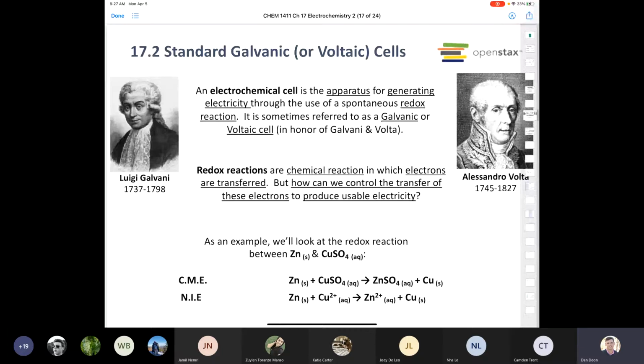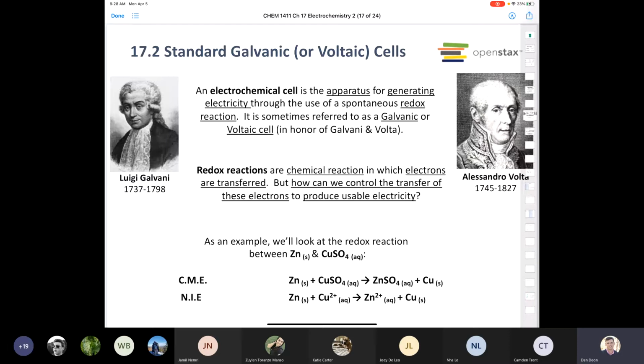So what is a galvanic cell? Well, an electrochemical cell is an apparatus, and we're going to look at how to set up this type of apparatus for generating electricity just by using redox reactions like we looked at during the last class, and also you would have seen those in General Chemistry 1. We call these electrochemical cells galvanic cells, sometimes voltaic cells.